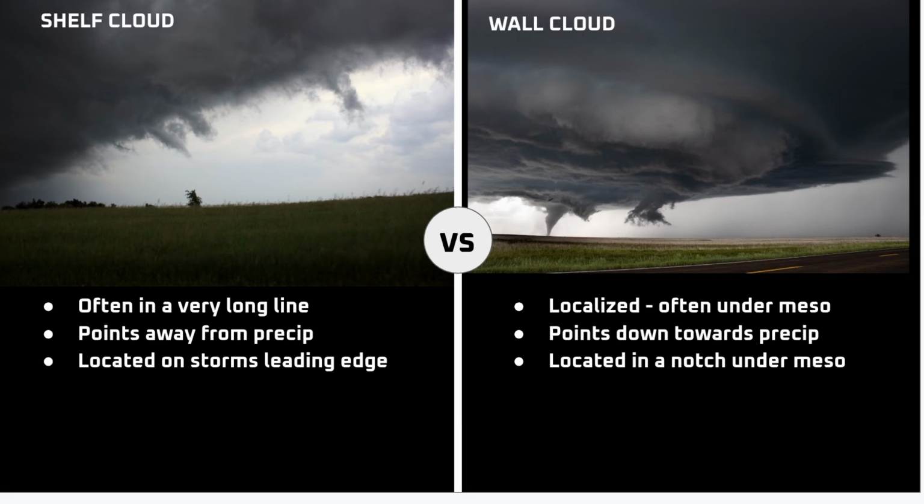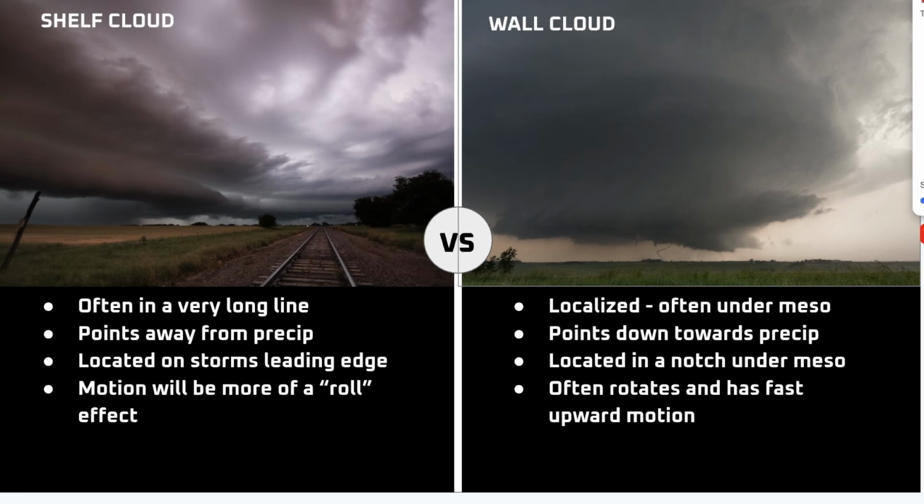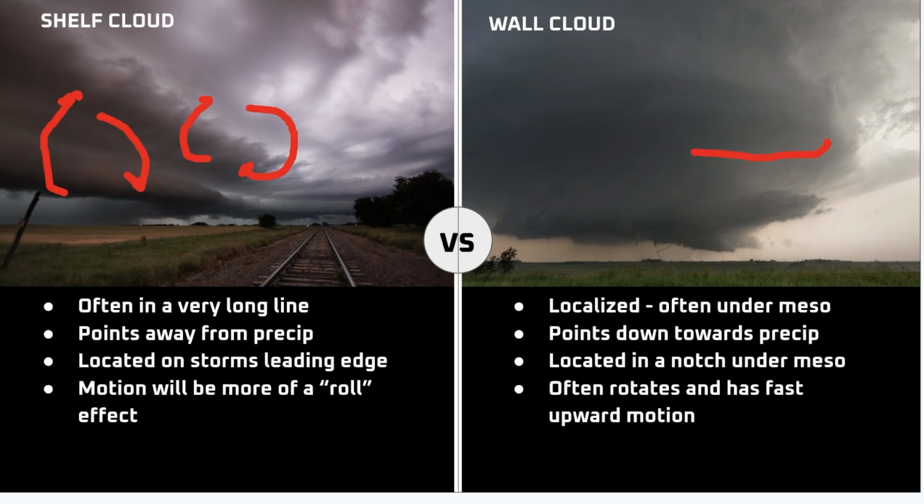The next thing to look for is the shelf clouds will have more of a roll effect motion. Sometimes you'll see them rotate, except they'll be rotating on a horizontal plane. So they'll be sinking like this and then rising up behind them. So they'll kind of roll. However, the wall clouds will have more of a vertical type of rotation, rotating like this vertically, which would eventually lead to a tornado potentially.